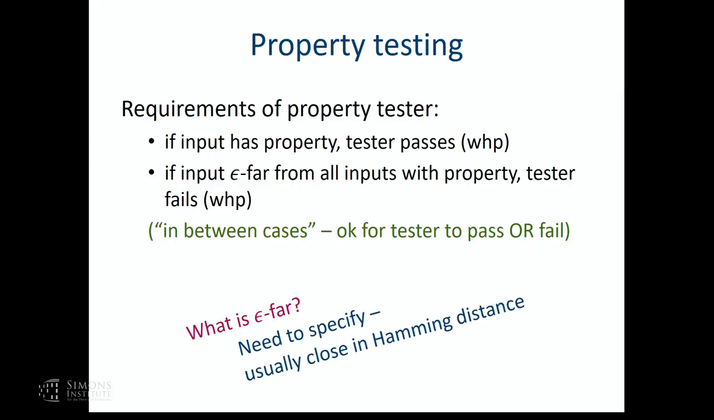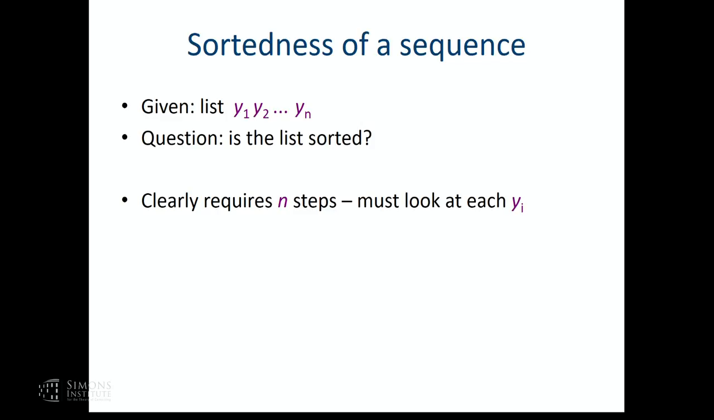Okay, so I need to specify two things here. What is epsilon far? What does it mean, far from having the property? This really depends on your setting, on your situation and what you care about. I'm going to give some examples today. So today, when I talk about far, I mean that the input has to be changed in, say, an epsilon fraction of the locations in order to make it have the property. It's something we'll call the Hamming distance. It's the fraction of locations I've got to change the input in to make it have the property. I'll give an example in a minute.